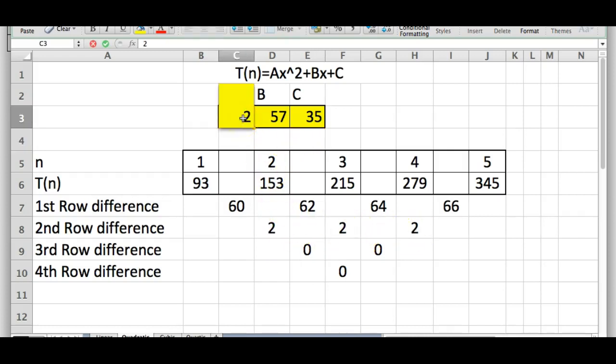Now let me put this as a 2. Let's see what happens. Anybody want to conjecture? Yes, a 4. Nice. Okay, so what happens is that we can do a shortcut by finding a right away.